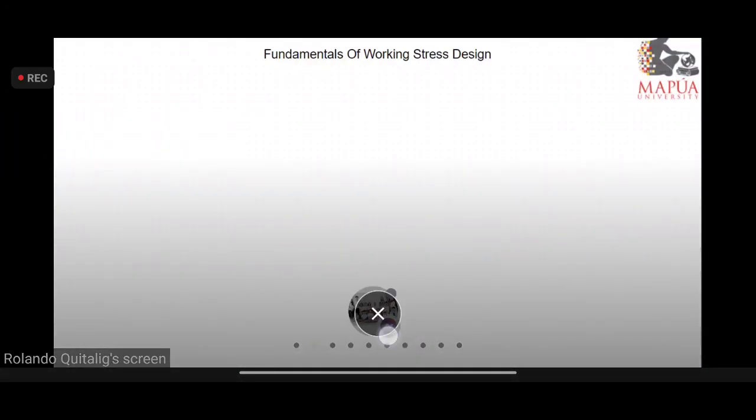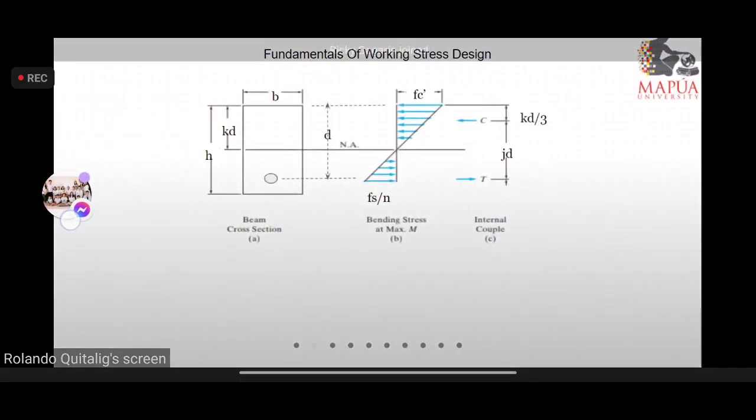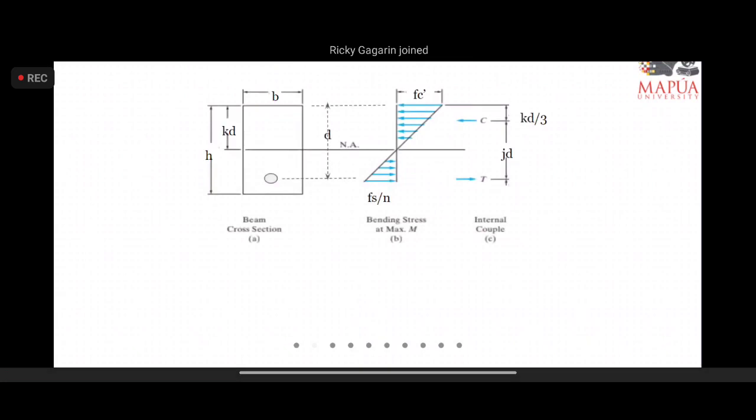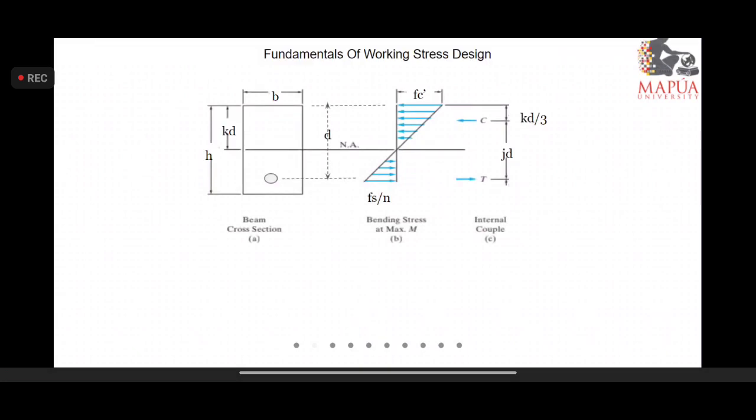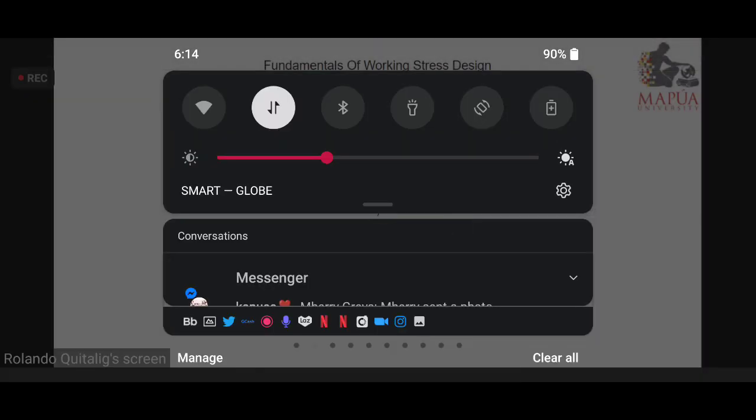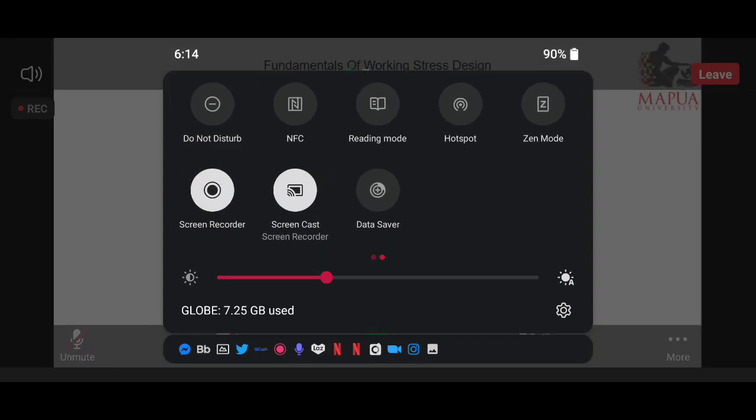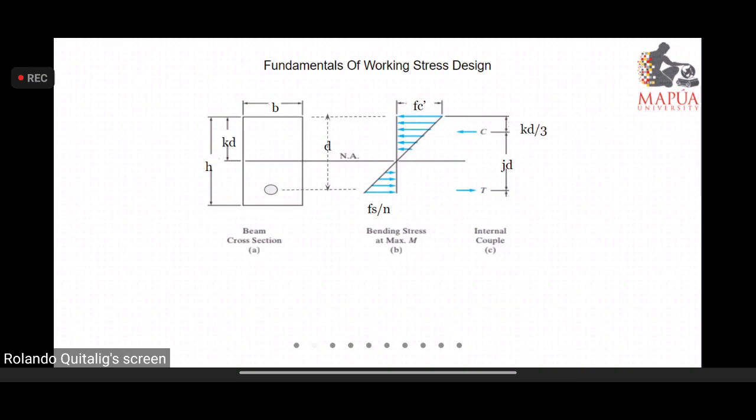Let us revisit the fundamentals of working stress design. We did consider this type of beam cross section. We defined the distance from the neutral axis to the extreme concrete compression fiber as kd. And then at the stress diagram, we are dealing with linearly distributed stresses defined as fc' and denoted as fs or fs over n.